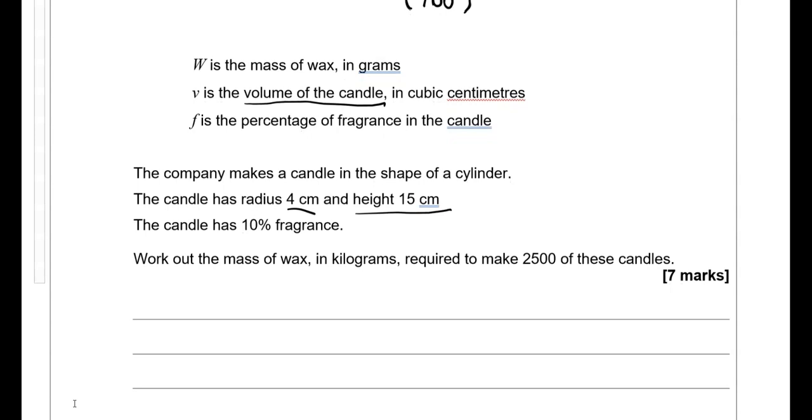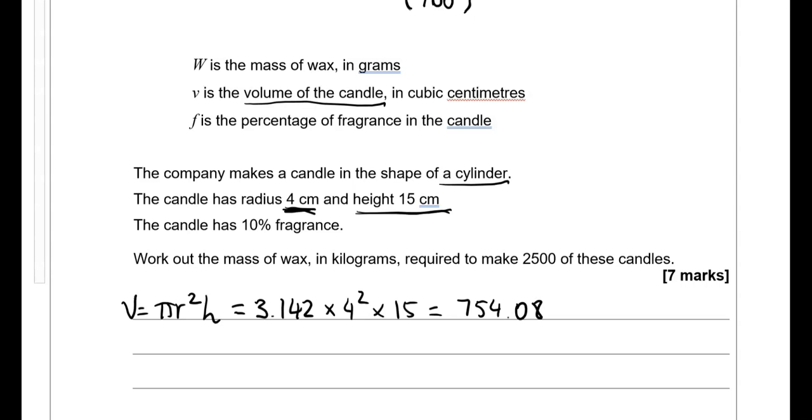So we've got here the shape of a cylinder, radius 4 centimeters and height 15 centimeters. So to work out the volume of a cylinder, we work out the area of the base, pi r squared, and then we multiply it with the height. So pi, 3.142, and multiplying that by radius squared, so that is 4 squared, and then height is 15. Using a calculator we get 754.08, and that should be cubic centimeters.